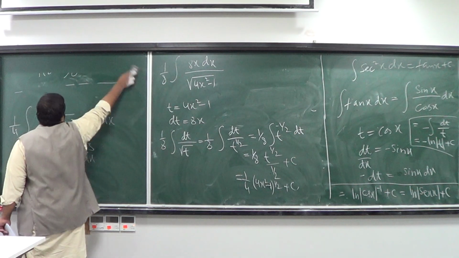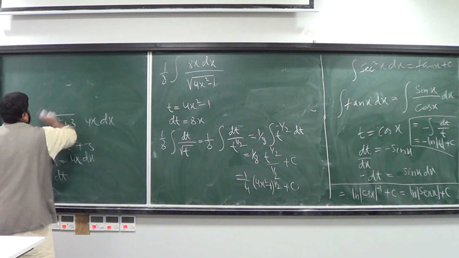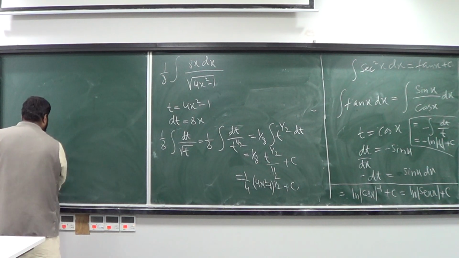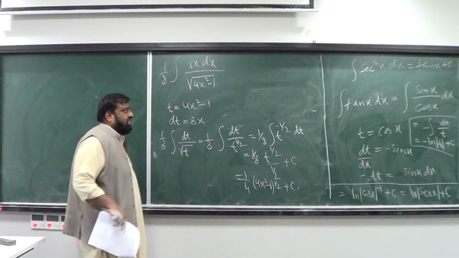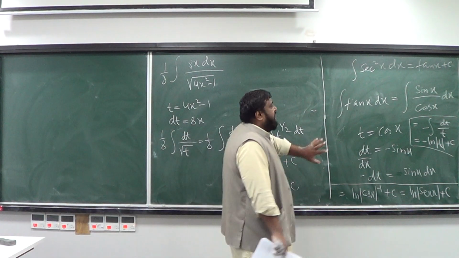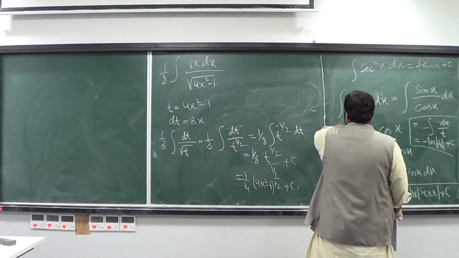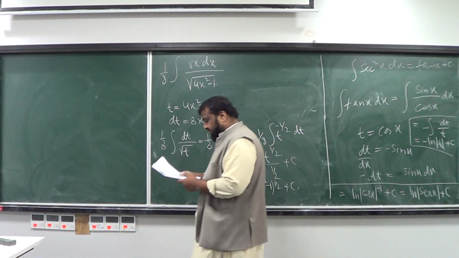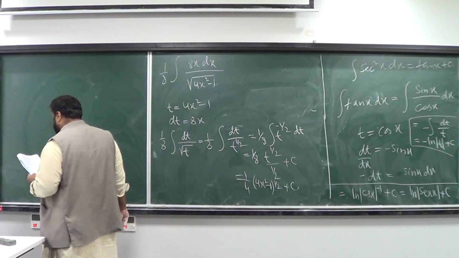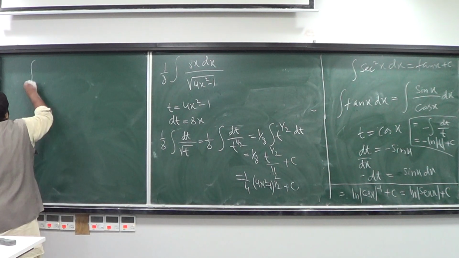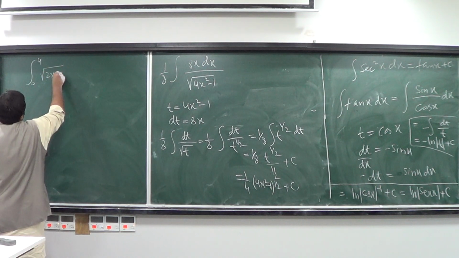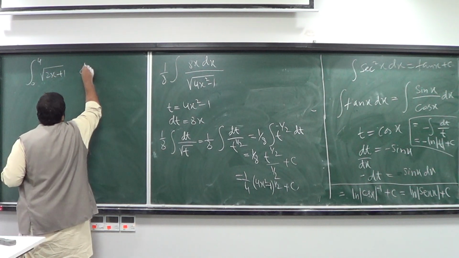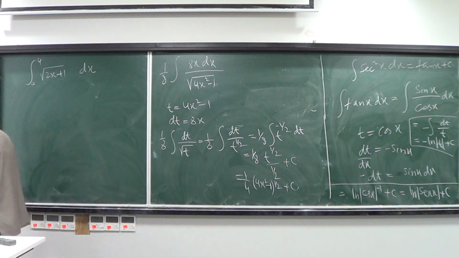Now let's do some definite integration. What if you have a similar kind of problem, but in which the limits are given to you? Okay? Limits are given. So for example, if you happen to be given the integral from 0 to 4 of the square root of 2x plus 1 dx, how to solve such problems?